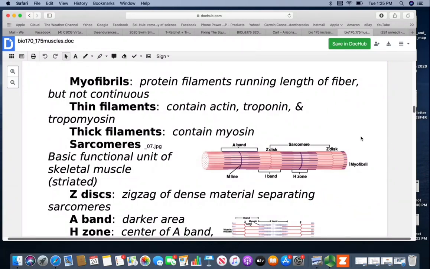Those are your myofibrils. The thin filaments are going to be made up of actin, troponin, and tropomyosin. The thick filaments will be made up of myosin. So as these are going to overlap, it's going to form these repeating patterns that make up your sarcomeres, which are the basic functional unit of skeletal muscle. So here you would have a sarcomere, and then in this area here you would have an additional sarcomere. On the ends of the sarcomere you have the Z-discs, which are a zigzag area of dense material that's going to separate them.